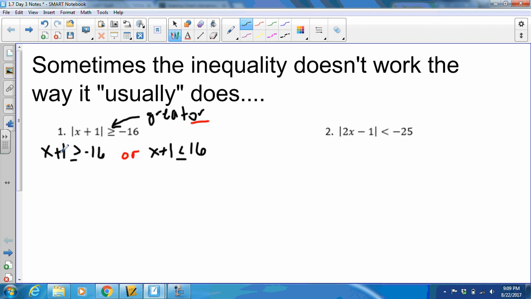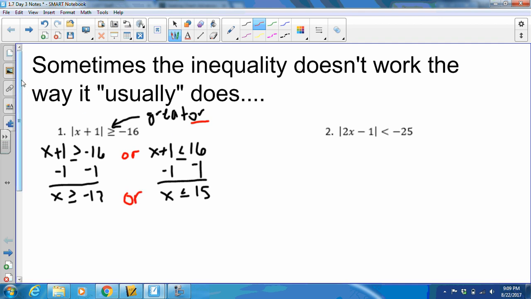Let's go ahead and solve both of our inequalities. Here we know we have to subtract 1 from both sides, and we should get x is greater than or equal to negative 17. On the other one, once again, we subtract 1 from both sides, and here we should get x is actually less than or equal to 15. And so here we're going to have our OR.